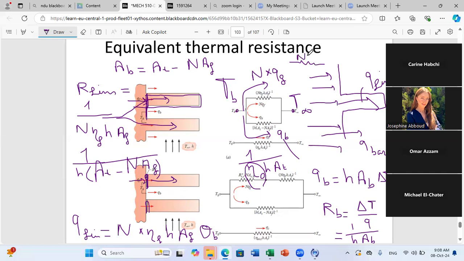If I have n fins, I should put first n times R second, times the area that is covered by the fin at the base. And then I add in series with it the resistance through fins that I already found before. So what will just change is that you should add an additional resistance in series because you need to consider contact resistance between the fin and the base. Okay, any question on this?